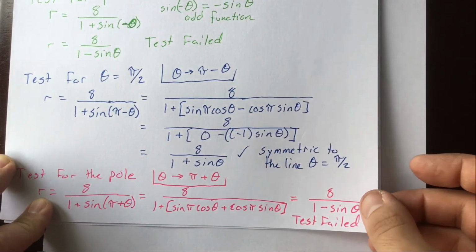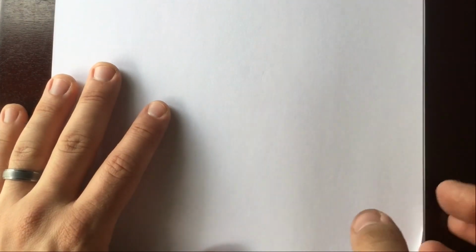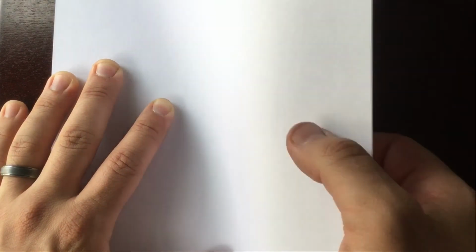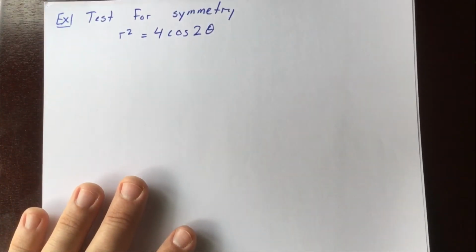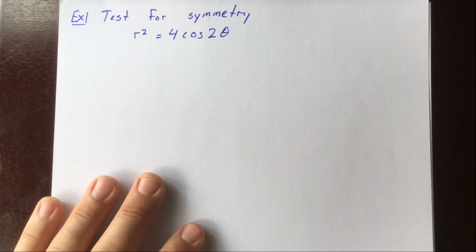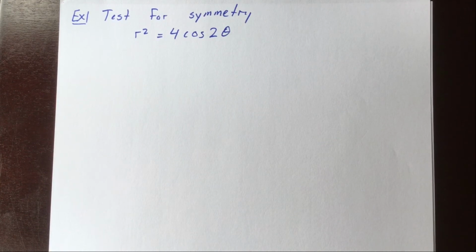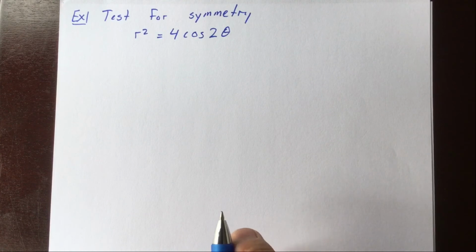So I have one more for us. We've had 2 examples so far. Let's end looking at this problem. So let's test for symmetry. So r squared equals 4 cosine of 2 theta. So 2 theta is within the cosine function. So looking at this problem, let's test this out.